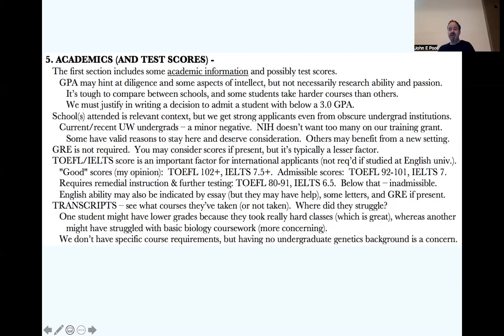I also mentioned here that for our own program, there is at least a small disadvantage for current or recent UW undergrads. And again, that's partly based on the priorities of our funding agency. The NIH that funds our training grant does not want to see a large number of UW undergrads on that training grant. And views also vary amongst faculty about just how advisable it is for students to stay at their undergrad institution for grad school. I try not to worry too much about that. That feels a little bit paternalistic to me.